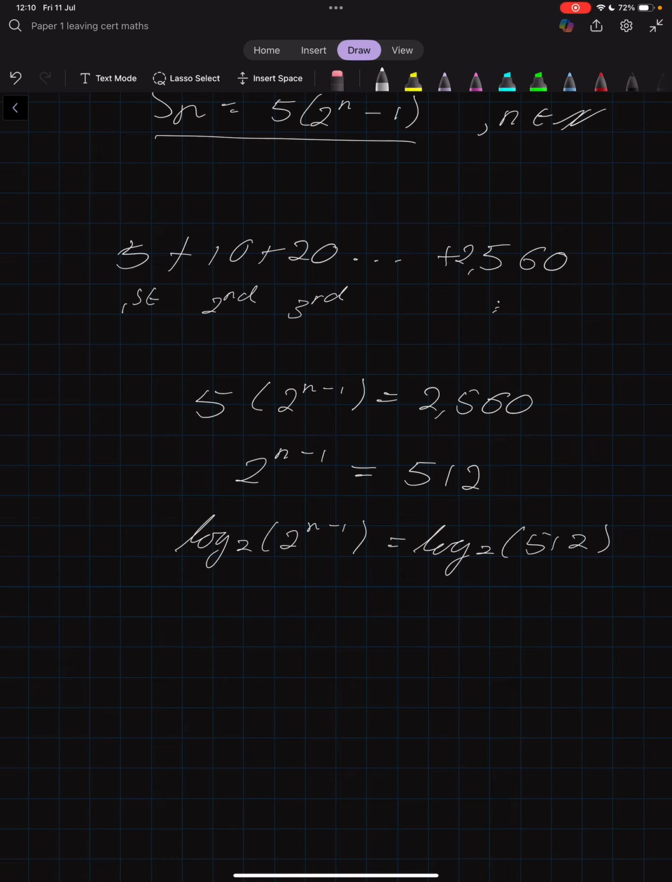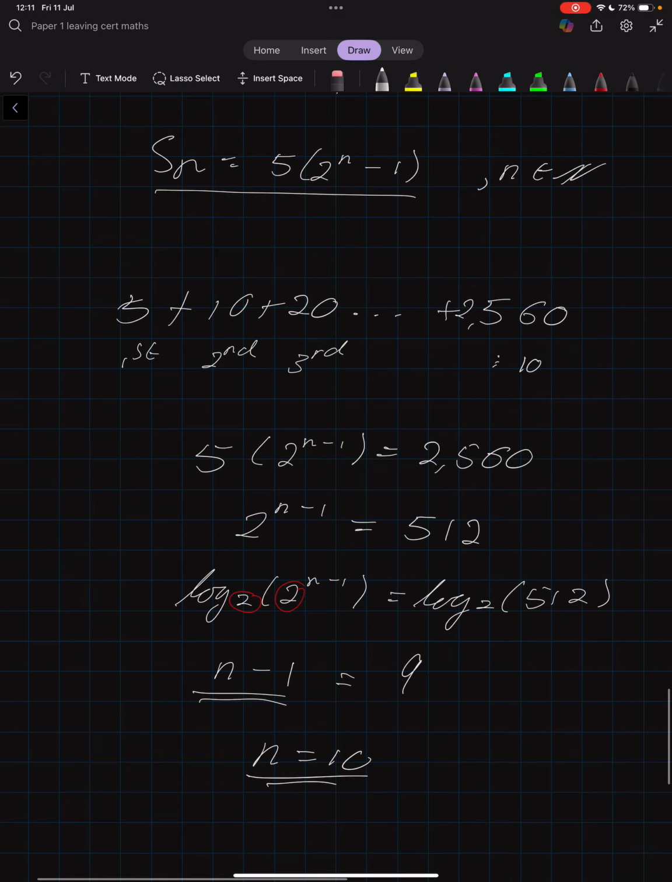Why? Because on the left hand side, we will just get n minus 1. So remember, that's the reason you take log to the base 2. And then when you do that, you know that you'll get n minus 1 coming down out of it. Log to the base 2 of 512, that's 9. So in this case, n just equals 10. So this is the 10th one.